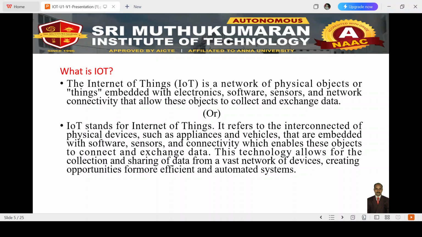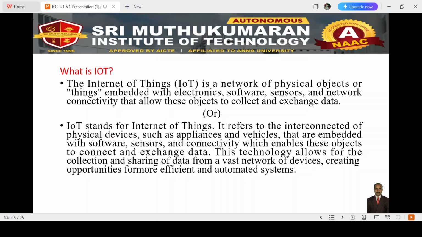That is what IoT is, or in other words we can explain that IoT stands for Internet of Things. It refers to the interconnection of physical devices such as appliances and vehicles that are embedded with software, sensors and connectivity, which enables these objects to connect and exchange data. Exactly, they are going to connect and, after establishing connections, they are going to exchange the data.